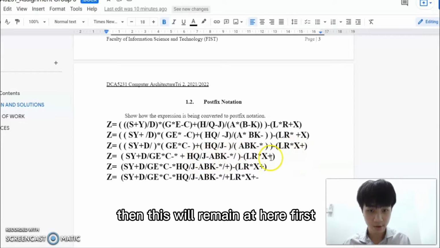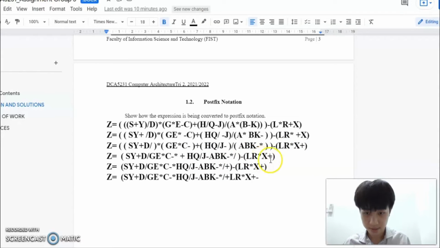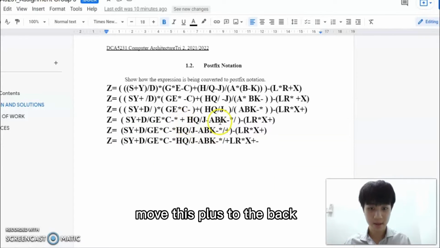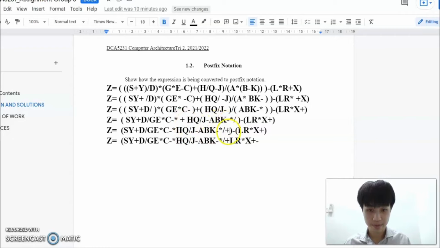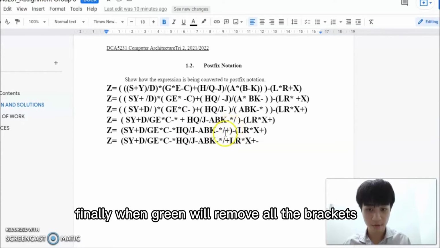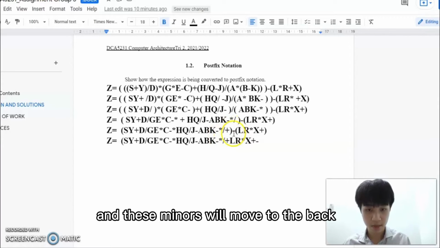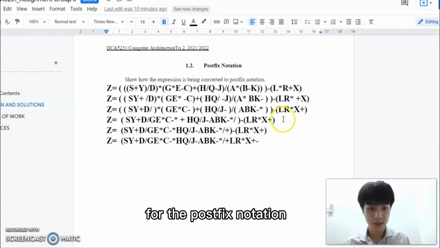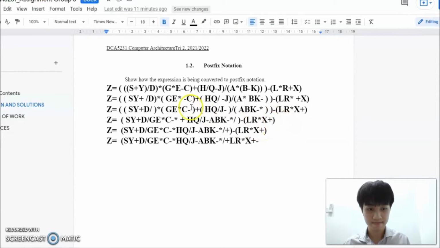Then this will remain here first. So we will move this plus to the back. And then finally we're going to remove all the brackets, and this minus will move to the back. And that's all for the postfix notation.